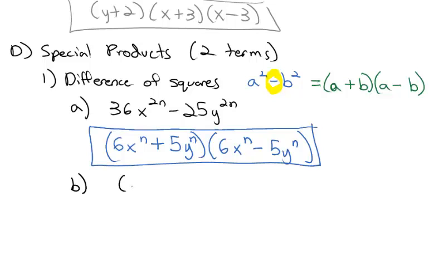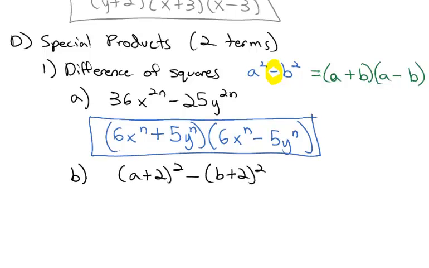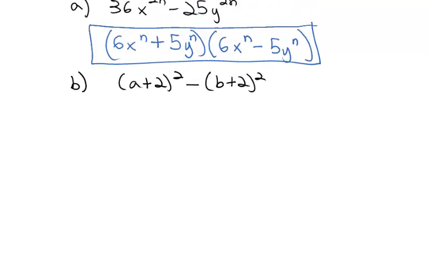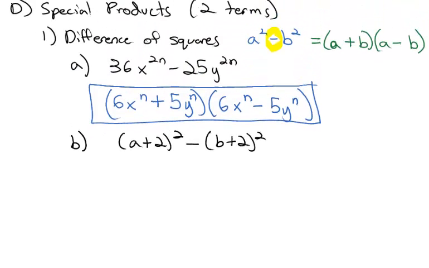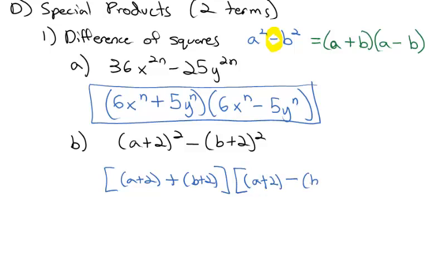How about this one? Make it a little more interesting. We're going to say a plus 2 squared minus b plus 2 squared. Don't get thrown off by all the extra stuff. We are still subtracting two things that are squared. We are subtracting an a plus 2 and a b plus 2. So when it factors, it's going to factor to the sum and the difference of those square roots, a plus 2 and b plus 2.